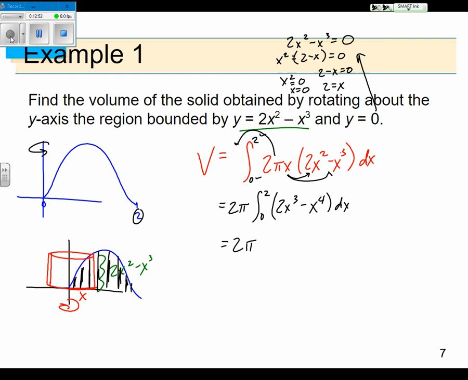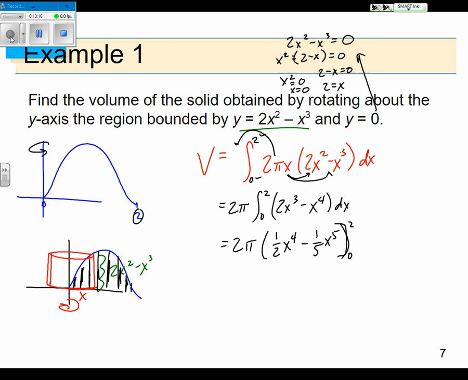All right, so let's raise the exponent by 1. That's going to be a 4 over the new exponent. That's going to be 1/2 x to the 4th. Raise the exponent by 1. Put it over the new exponent, 1/5 x to the 5th. And we are going from, oops, I don't have a dx. And we are going from 0 to 2.